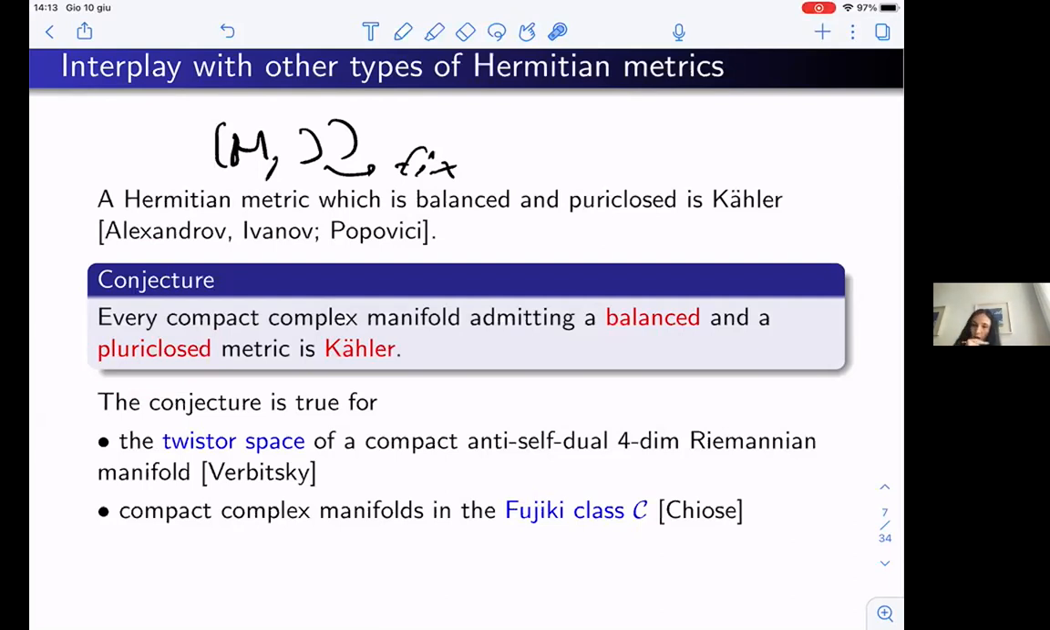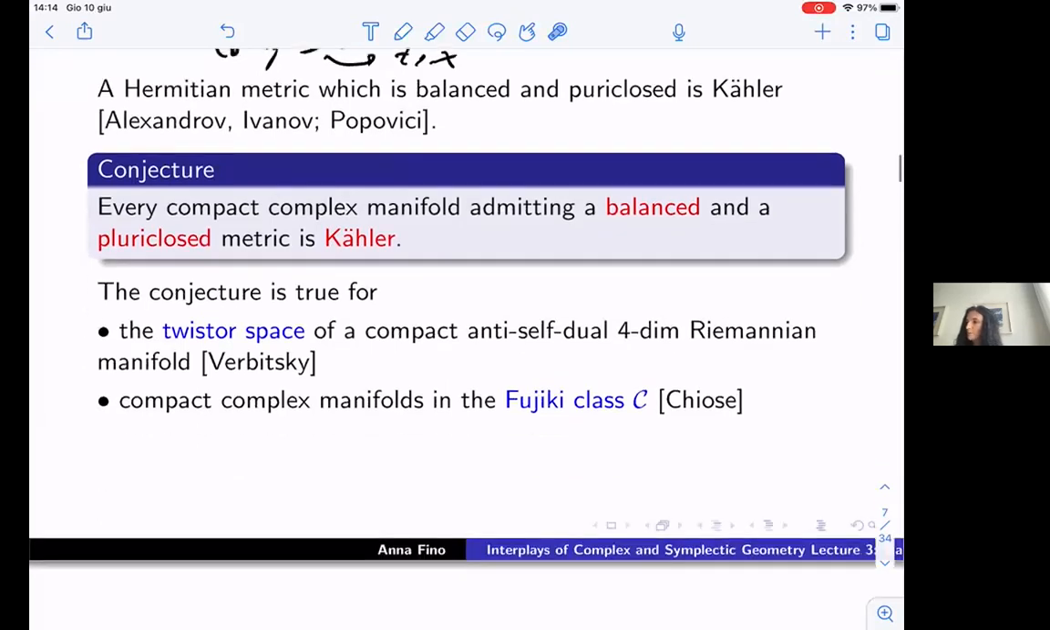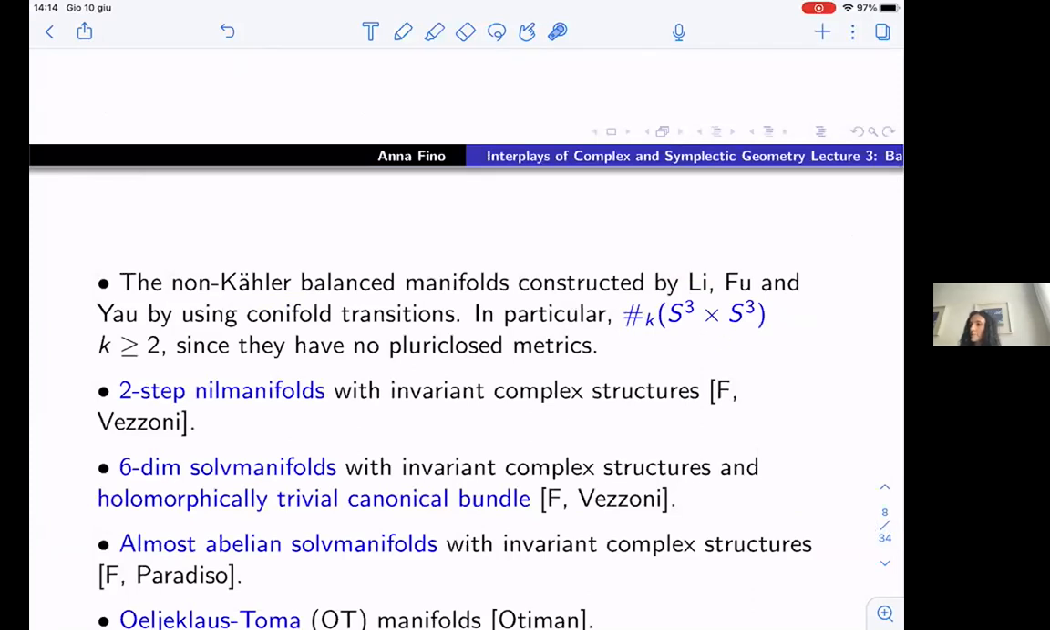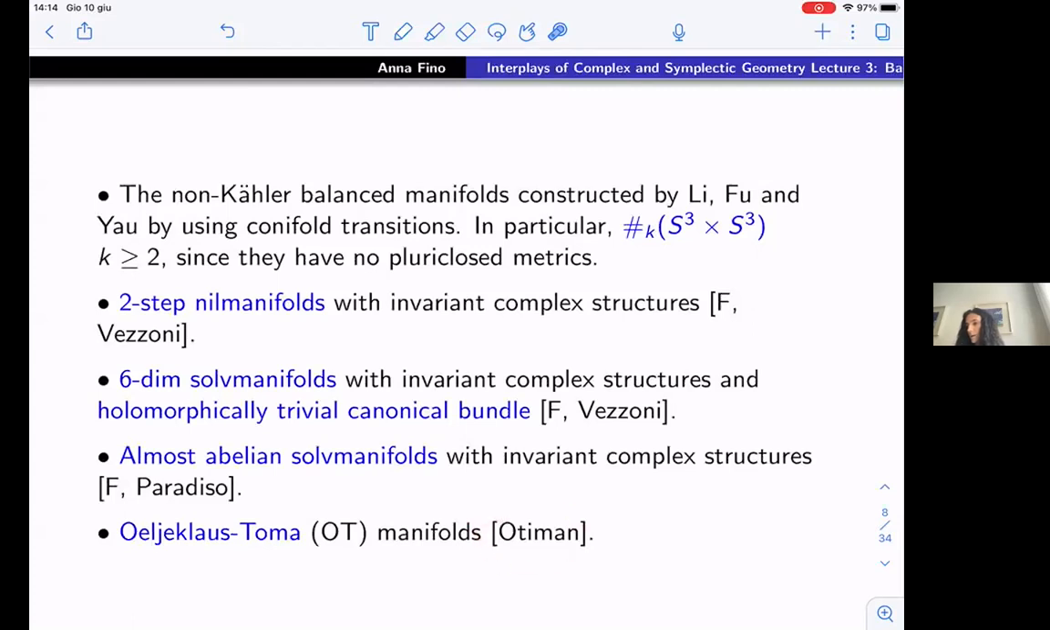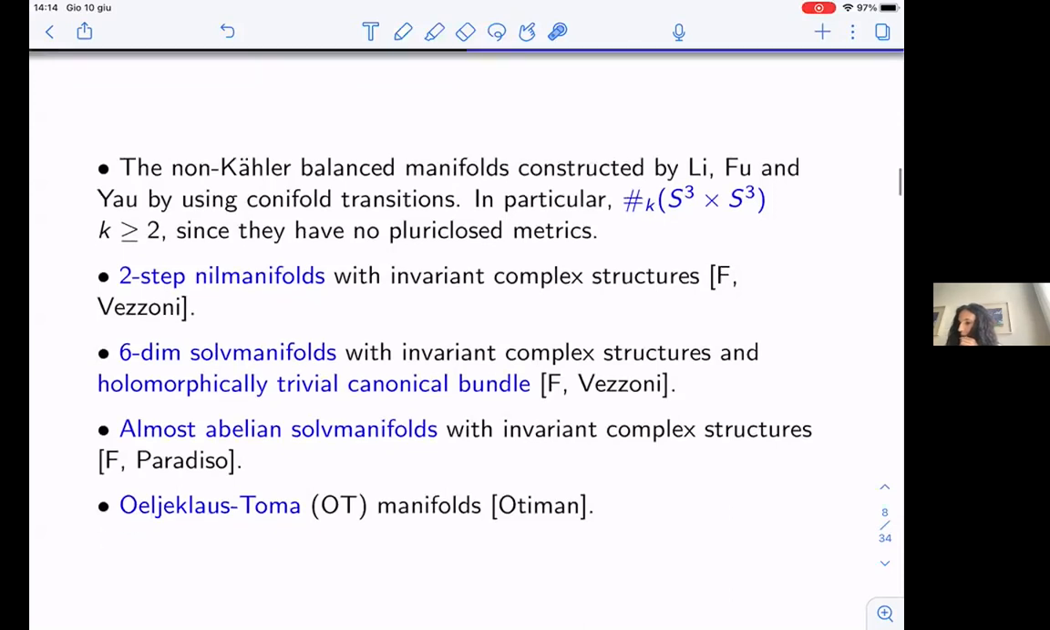In fact, if you look at all the examples until now, they say that, but that doesn't mean the conjecture is true, it's completely open. It's true for the twistor spaces, as we saw in the first lecture, by the result of Verbitsky, for the Fujiki class, by a result of Chiose. It's true also for the manifolds that I described before, constructed by Li, Fu, and Yau, essentially because they satisfy the ∂∂̄-lemma. And it's true for nilmanifolds, for many types of Sol manifolds. And also recently, Ott and Ottiman, in the first lecture I described a little bit this type of manifold, the OT manifolds. And also in this case, it's possible that they are non-balanced. So you have pluriclosed in some cases, but never balanced. So this is completely open.